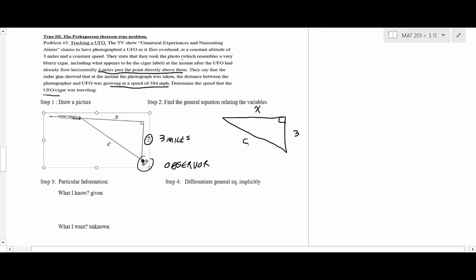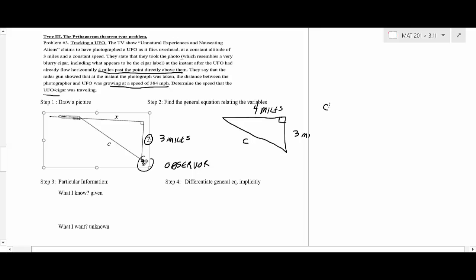Okay, but what it says on here is the UFO had already flown horizontally 4 miles past the point directly above them. So I'm going to write this as 4 miles because I'm interested in that particular point in time. So that's 3 miles, and then that's 4 miles like that. And remember, we're coming up with a mathematical expression that we can differentiate. That's the ultimate goal on these problems, getting an equation that you can differentiate to find that rate of change. So basically, this relates this way.